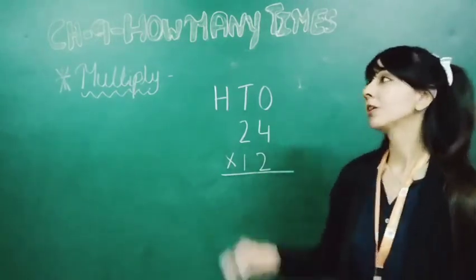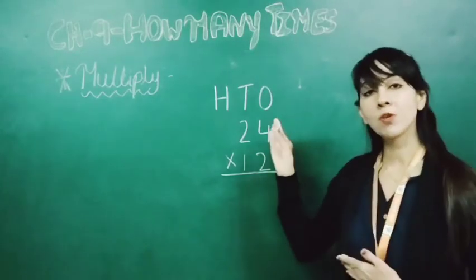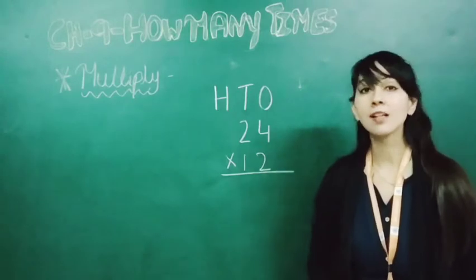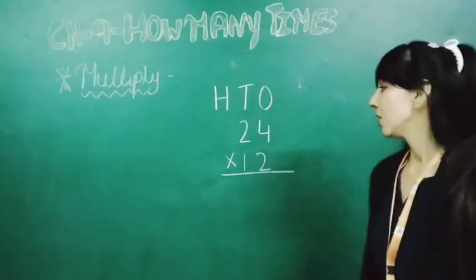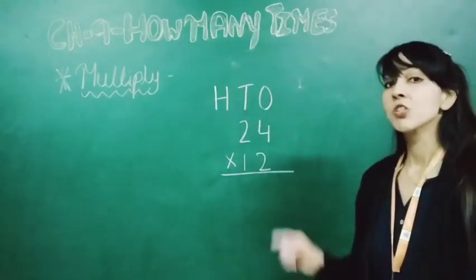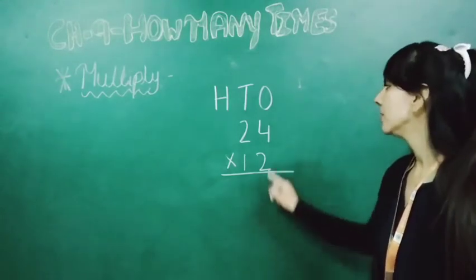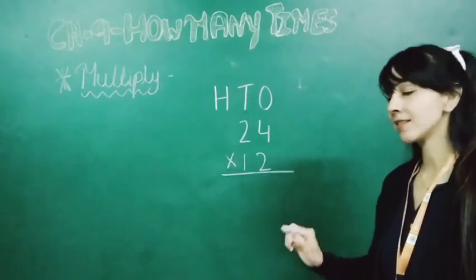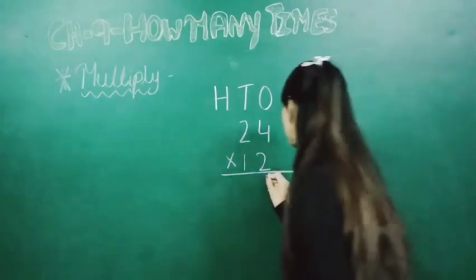You also know about HTO. O stands for ones, T stands for tens, and H stands for hundreds. Now let's see. We will start from the ones place. So actually we are multiplying 24 by 2. First of all, 2 fours are 8. Here we will write 8.